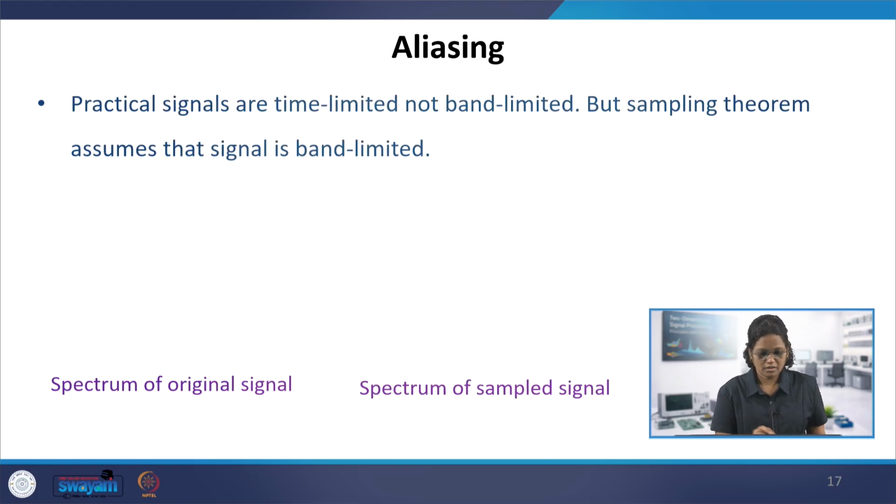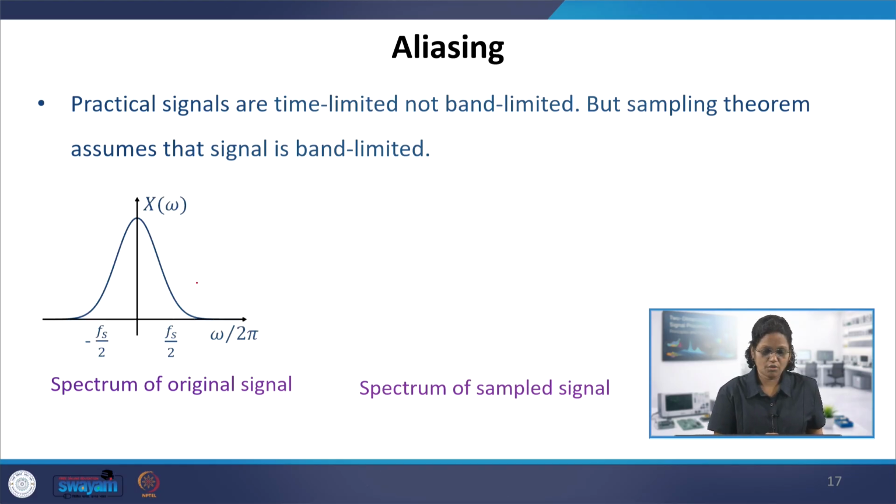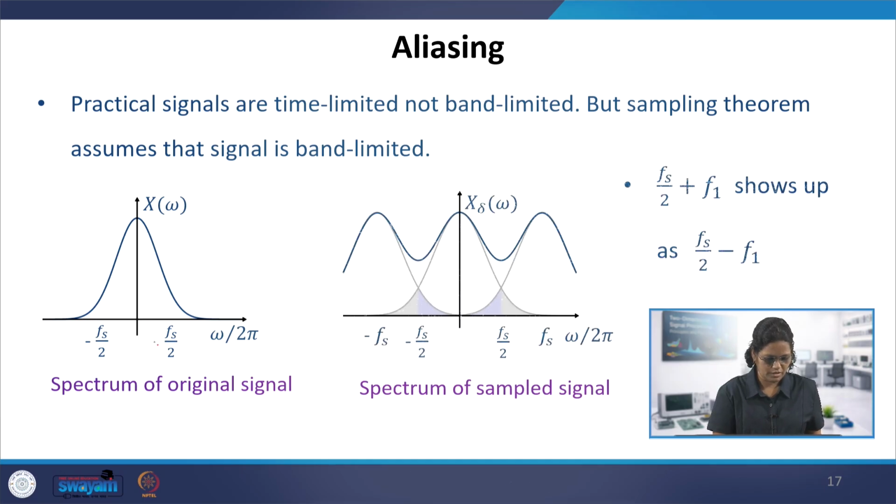Now coming to the aliasing part of sampling. Practically, the signal is not band limited. So X of omega is not like what we had in the example, from minus B to plus B. It extends from minus infinity to plus infinity. If the signal sequence is from minus infinity to plus infinity, then you have the frequencies of all of them, and the spectrum X of omega here goes from minus infinity to plus infinity.